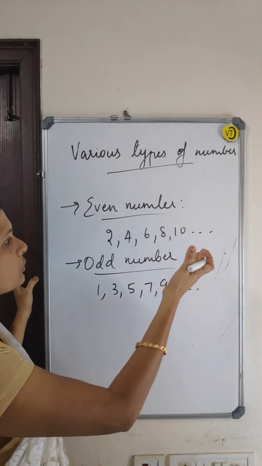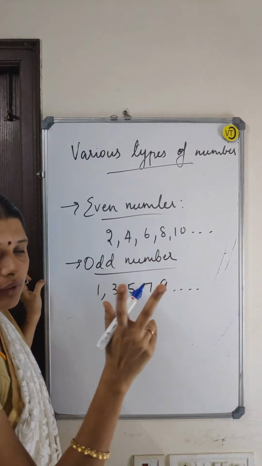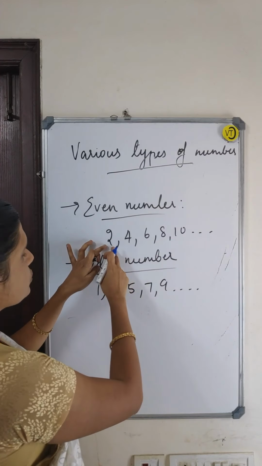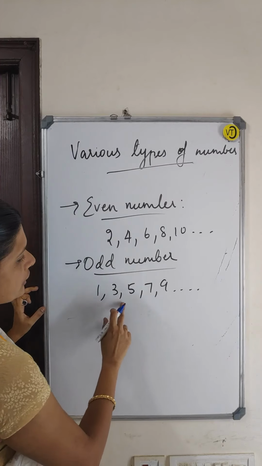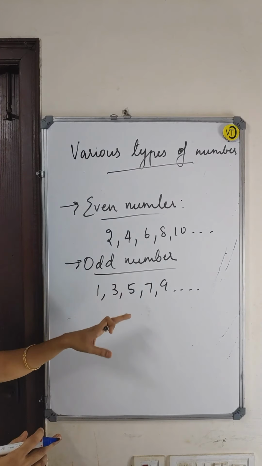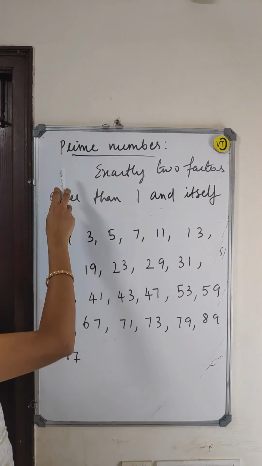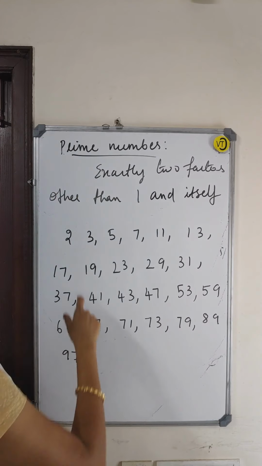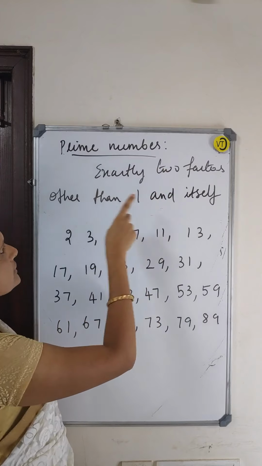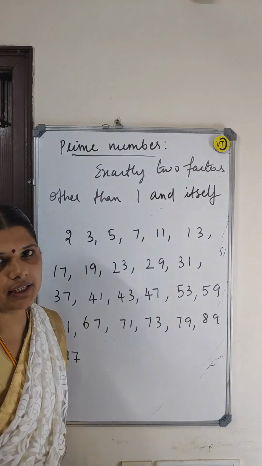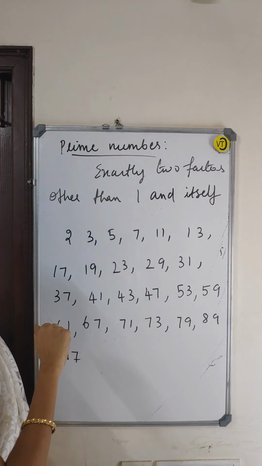You know multiples, right? Multiples of 2 means you write the 2 table: 2, 4, 6, 8, 10. These are even numbers. Odd numbers are 1, 3, 5, 7, 9, which are not multiples of 2. Now prime numbers: these are numbers having exactly 2 factors, 1 and the number itself. That is a prime number.